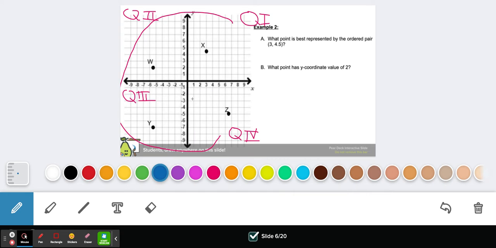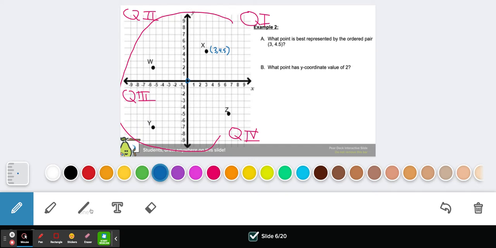So now we're going to label everything on our graph. Again, this is 0, my origin. If I want to get to the point, first I'm going to do x. So I'm going to do 1, 2, 3. I went 3 to the side, 3 on my x. And then I'm going to go 1, 2, 3, 4, and it looks like about a half. So 4.5. Then it says what point is best represented by the ordered pair 3 and 4.5.